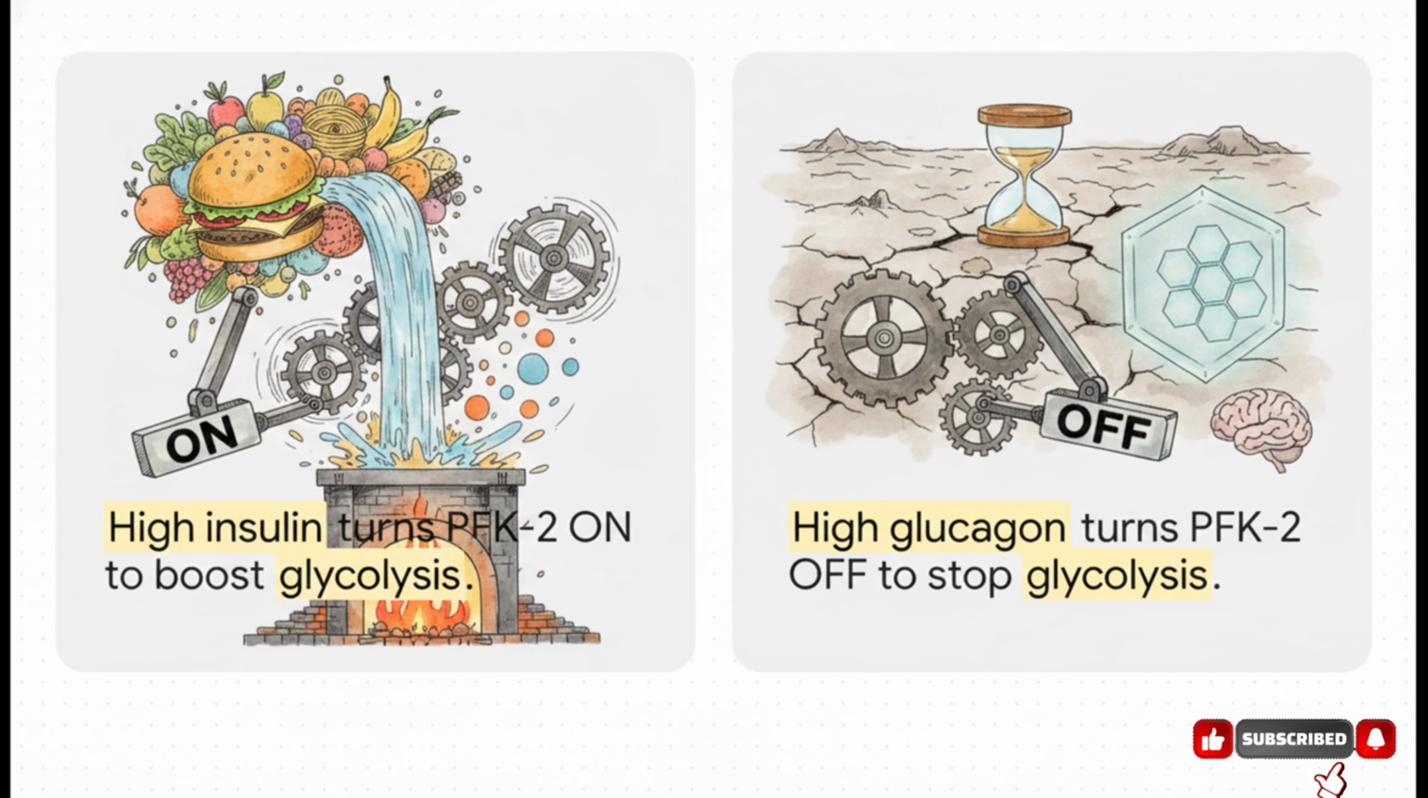But what about the fasting state? You're hungry. Glucagon is high. Glucagon triggers the phosphorylation of PFK-2, which actually inactivates it. That causes your fructose 2,6-bisphosphate levels to drop. Without its favorite activator, PFK-1 shuts down, stopping glycolysis in the liver so that the liver can instead make glucose for the rest of your body.